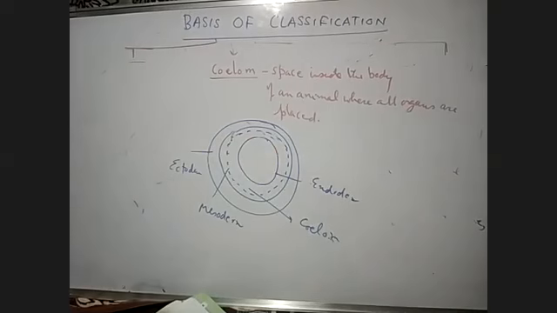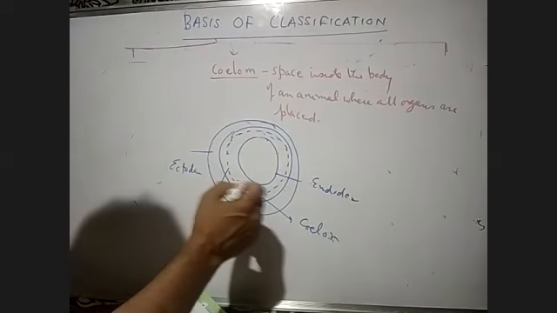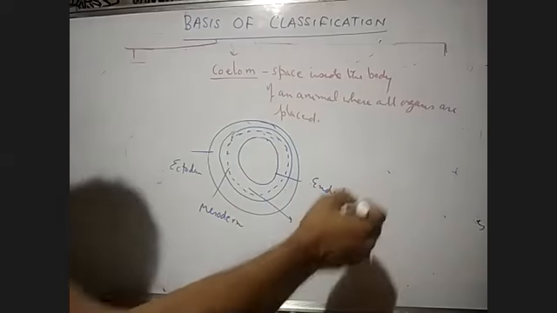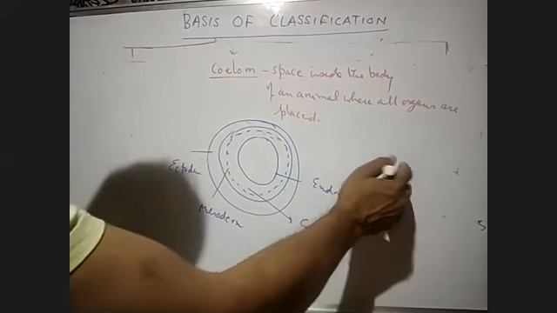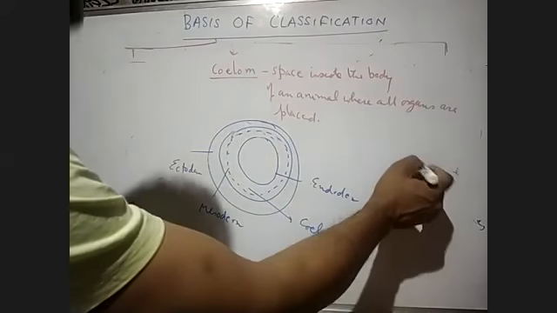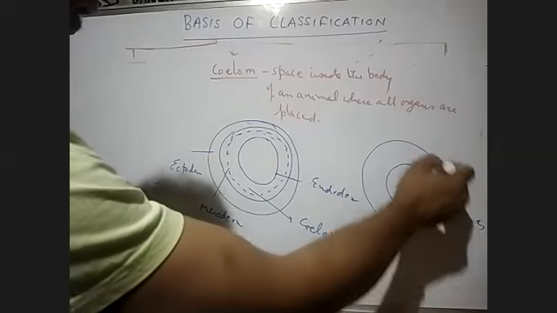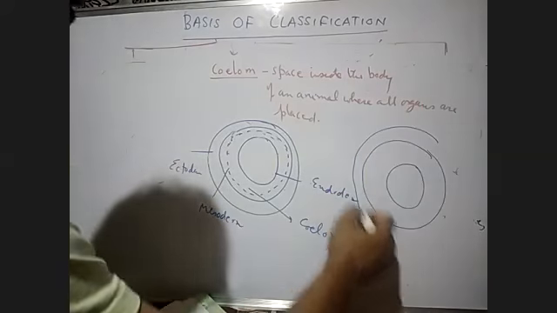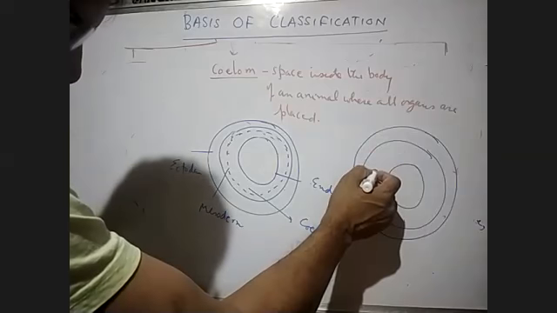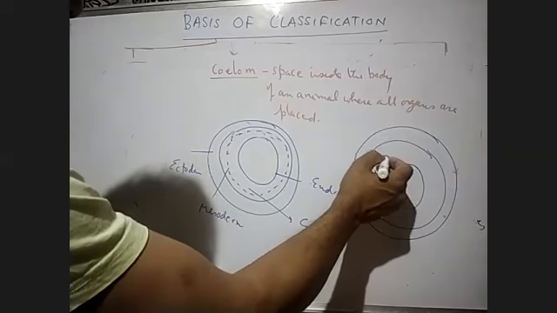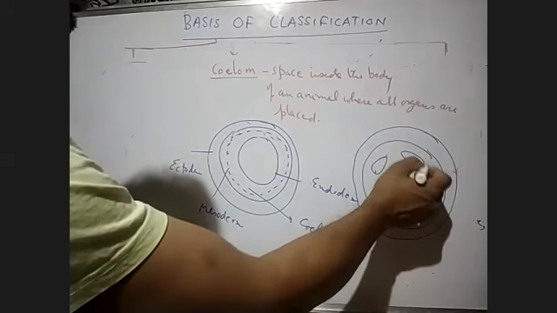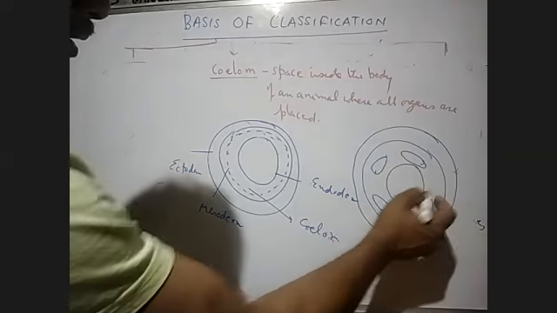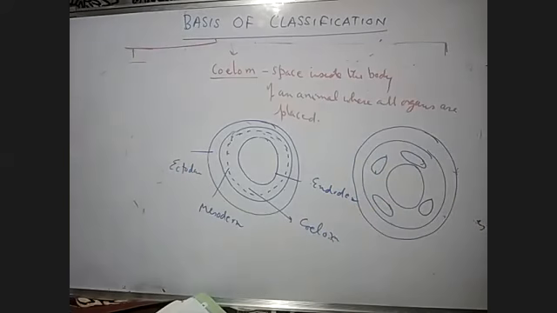And sometimes there will be pouches here between ectoderm and endoderm. Suppose we get this here, and here also, and then here also. So in this space you get small pouches, in between the ectoderm and the endoderm.